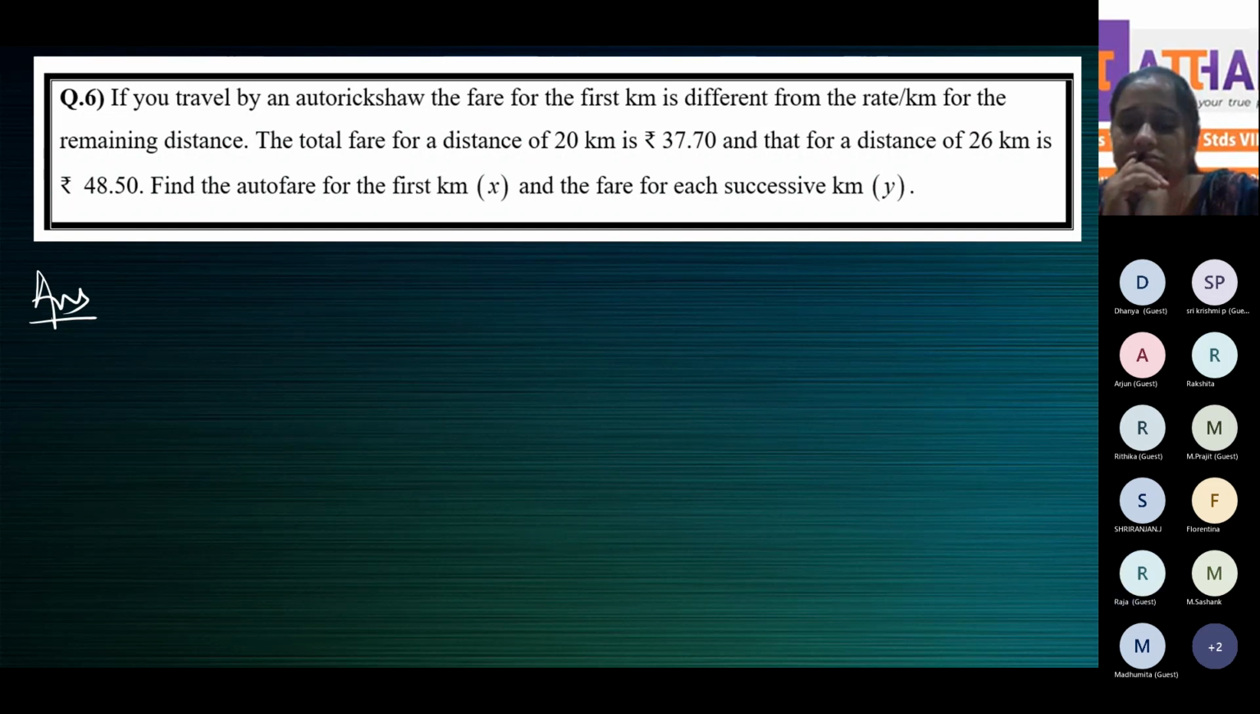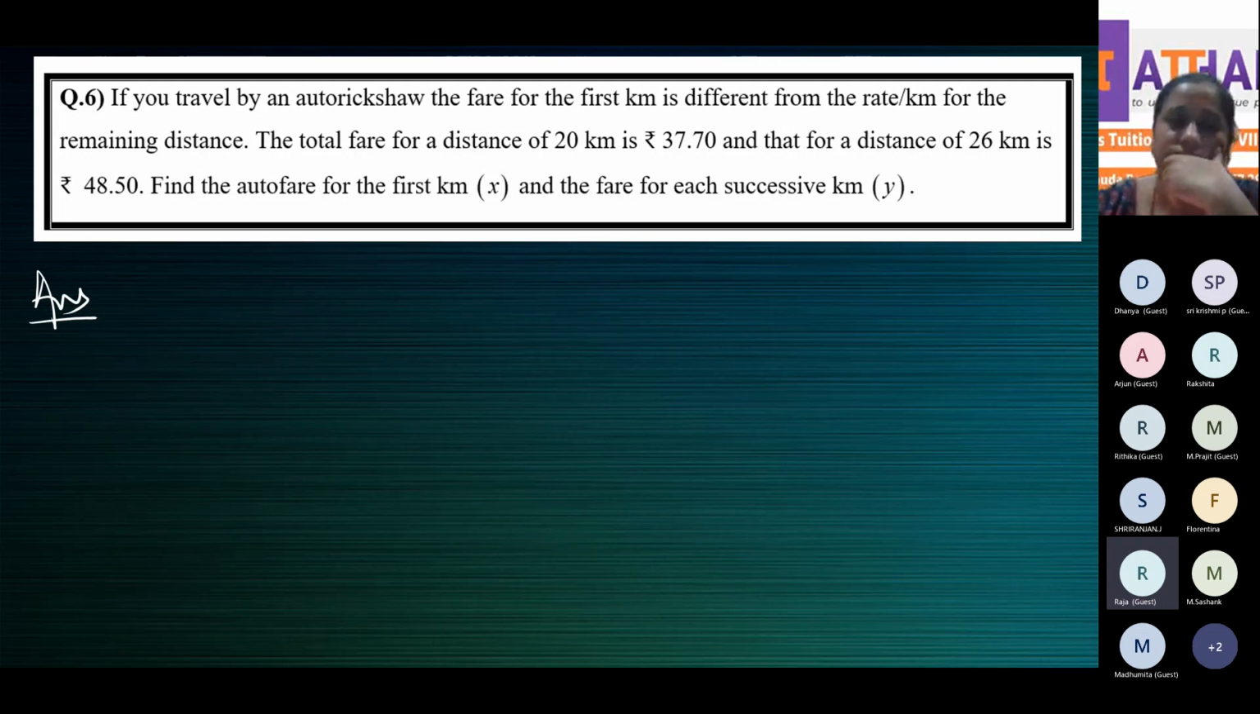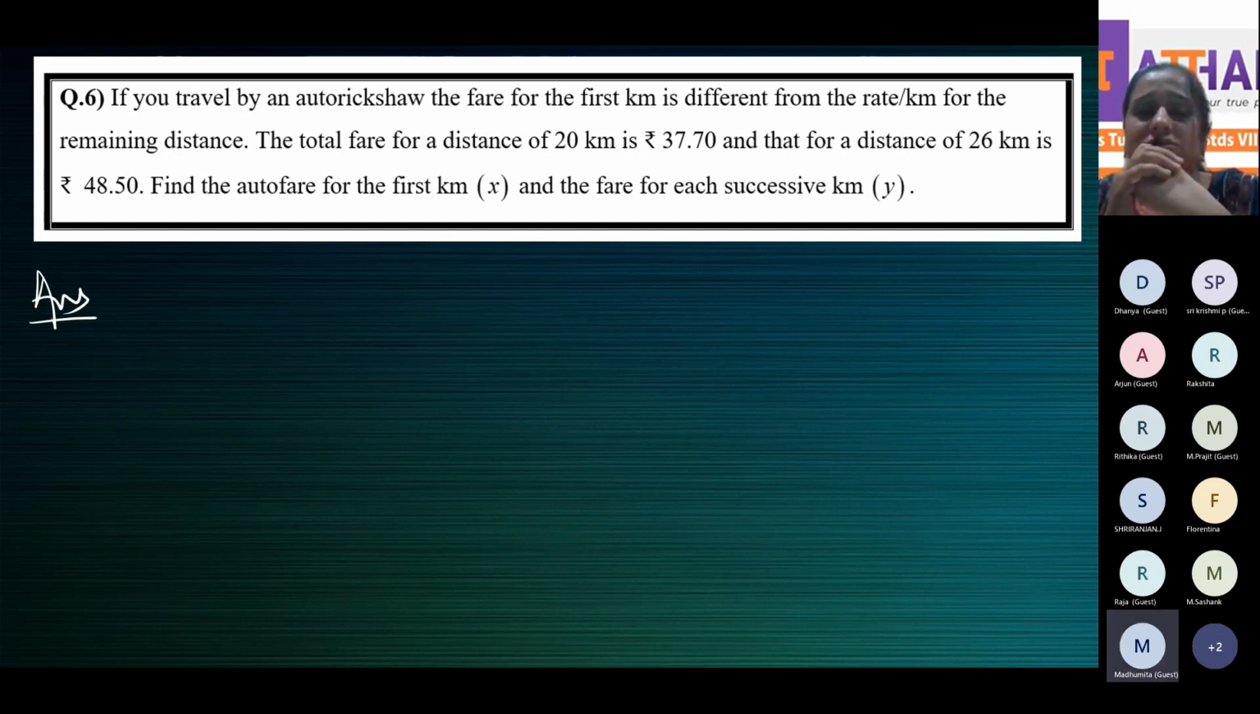Ma'am, x plus 20y equals 37.70, and x plus 26y equals 48.50. Okay. Let's see what the others have to say, and then we'll understand.